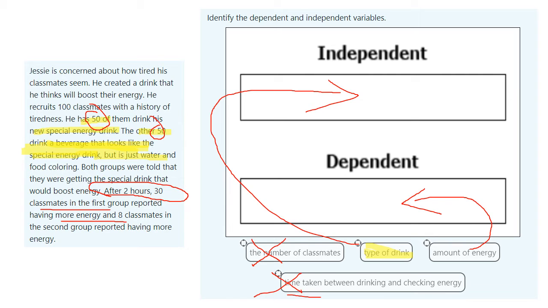Sometimes we can measure something by asking questions. On a scale of 1 to 10, do you have more energy? And then you can count what people say. So you can measure things accurately using scales, or you can measure things by asking people's opinions. This is an example where he asked people's opinion, but the amount of energy is the dependent variable.